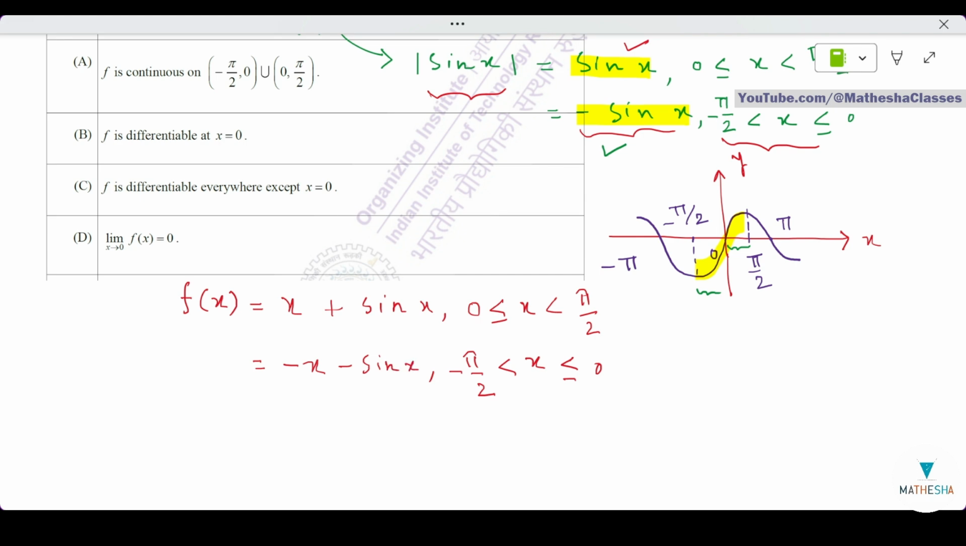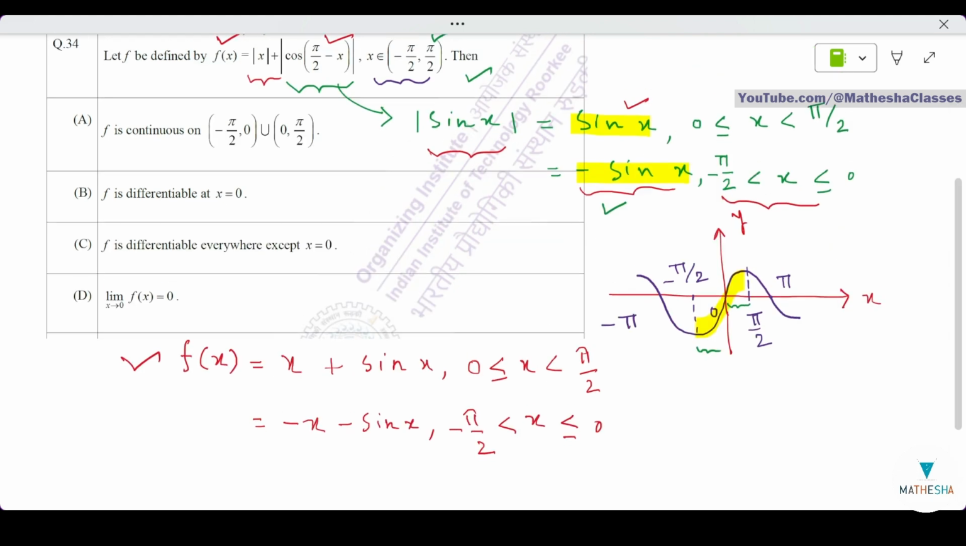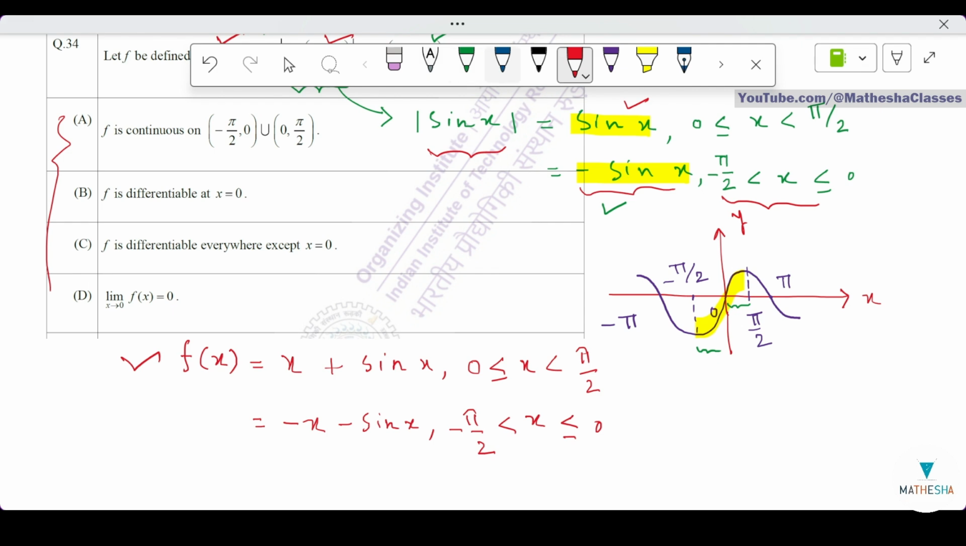That's it. So that is the function we are supposed to deal with, and we have to check those 4 options. Okay. So now let us check them one by one.